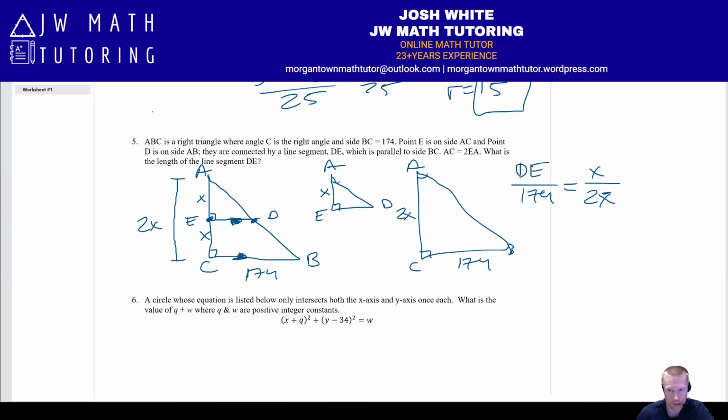So the point is, these x's cancel out, and really, on the right side, this just becomes 1 over 2. So 2DE equals 174, or in other words, DE is just half of 174, which is just 87. All right, so the correct answer to this problem just ends up being 87, and that's what you would fill in.